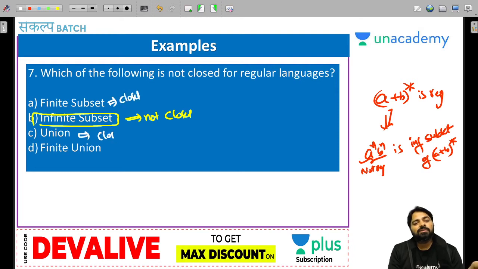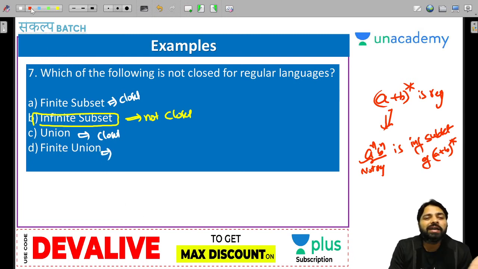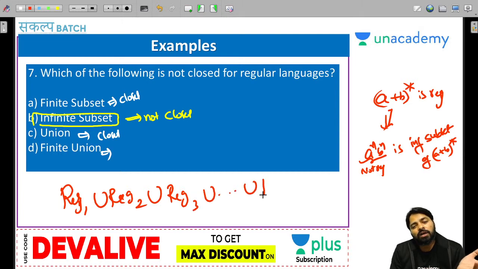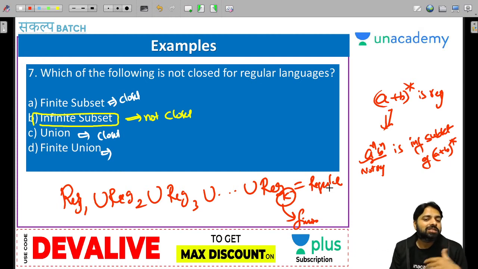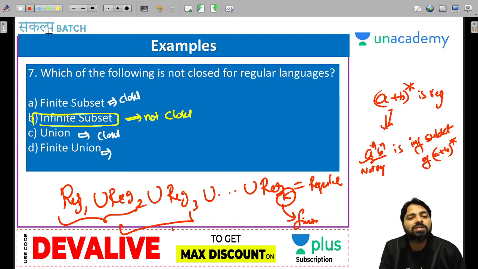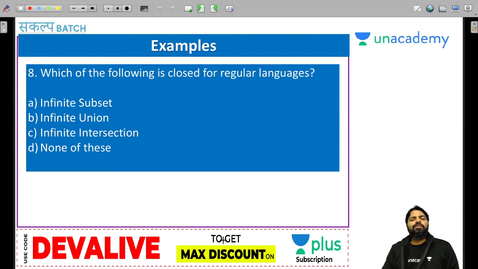Union, just now we have seen it is closed. Finite union means you do a finite number of unions, like regular 1 union regular 2. This is just normal union. Finite union means take finite times. Just apply it k times. K is a constant here. The result is also regular because the same algorithm you can apply even for 100 regular languages to do the union. Everybody, this is union and the result of this one is again a union. You can do k minus 1 times. Yes, it is also closed. Which of the following is closed for regular languages? Not closed was done, now closed. Infinite subsets, I just told you, is not closed.